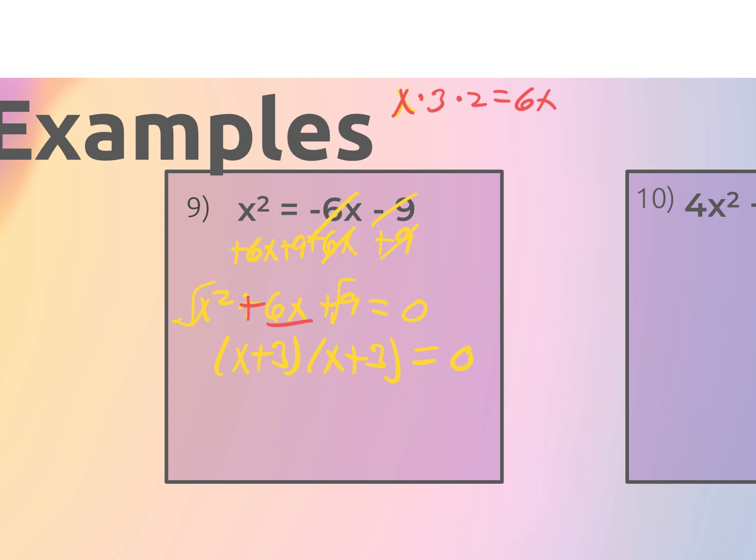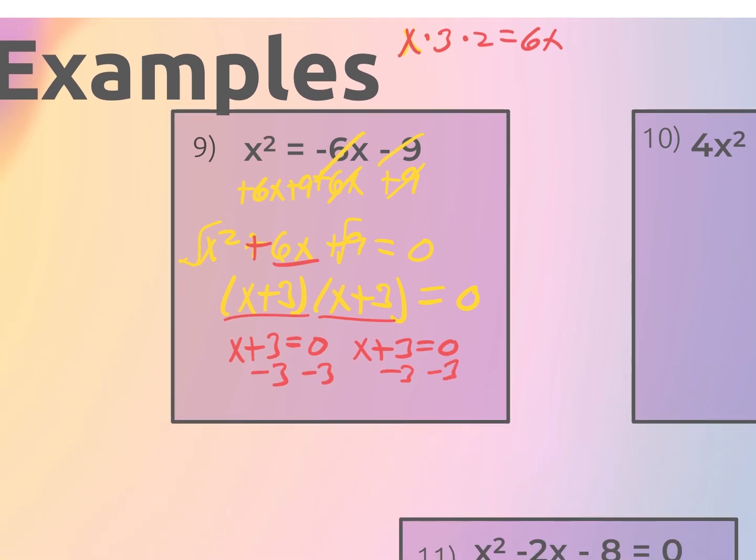So we get the same thing squared: x plus 3 times x plus 3. So this is a perfect square trinomial. You can test it, it's going to work. And now we want to set each of these equal to 0. So x plus 3 equals 0, and then x plus 3 equals 0. Subtract 3 from both sides. Notice that we get x equals negative 3, and also x equals negative 3.